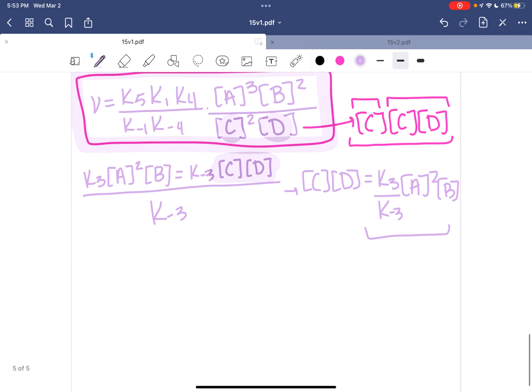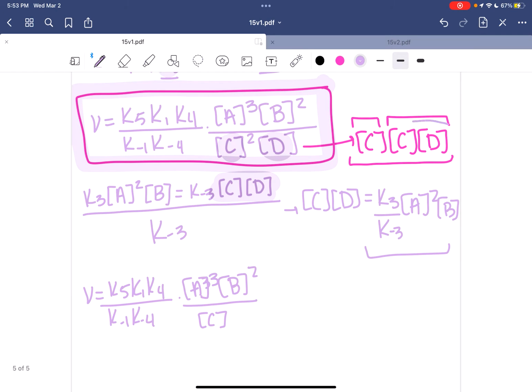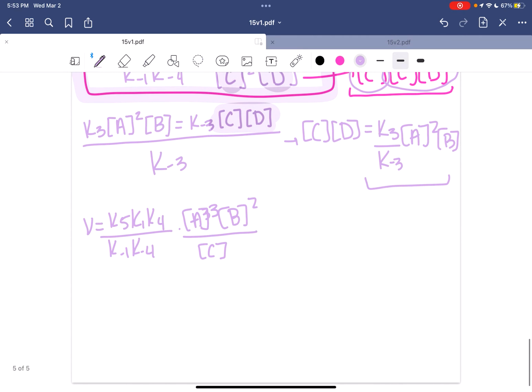So we're going to go back to our big rate law that's just growing larger and larger with each substitution. We're going to say the rate is equal to K5 times K1 times K4 divided by K minus 1 times K minus 4. We still have A cubed, B squared, and we still have a C left over because we're only solving for C times D. So one of these is still left over. We're going to take care of it in a little bit.